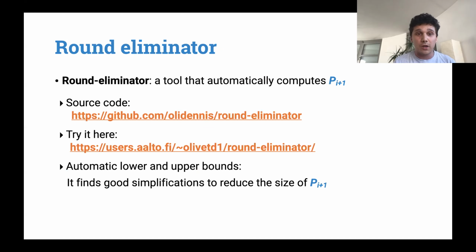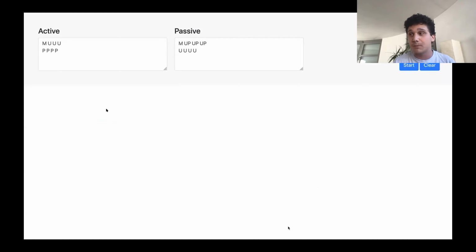So now Round Eliminator is a program that does this automatically for us. It's open source, you can find it on GitHub, and you can try it even in your browser. You don't have to install anything. What it does is it applies this round elimination technique multiple times, and it automatically finds some good simplifications to keep the problems small. So let's just see an example.